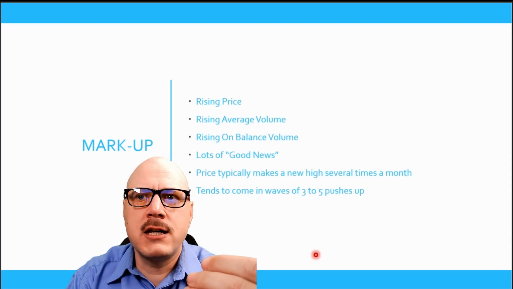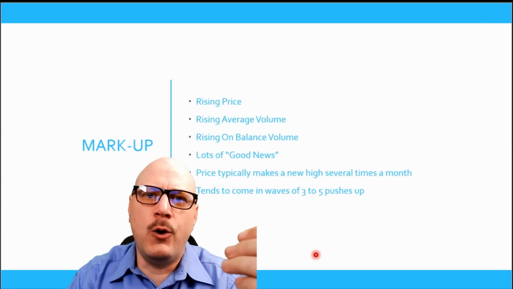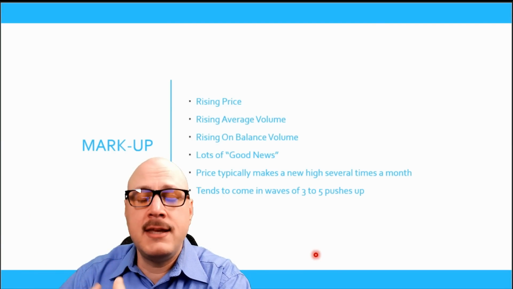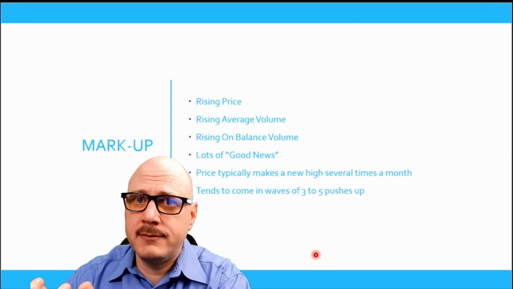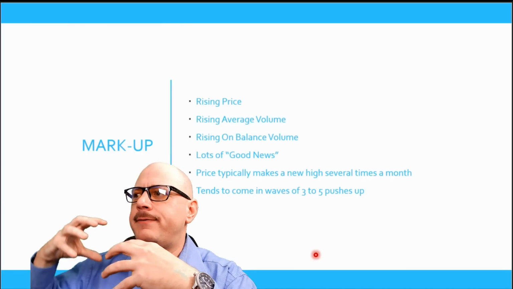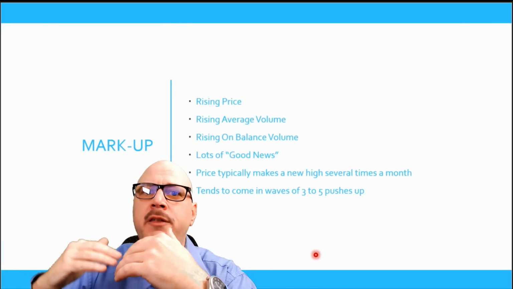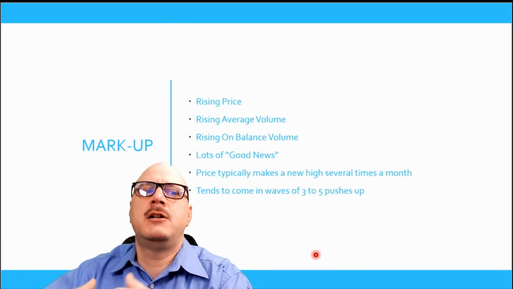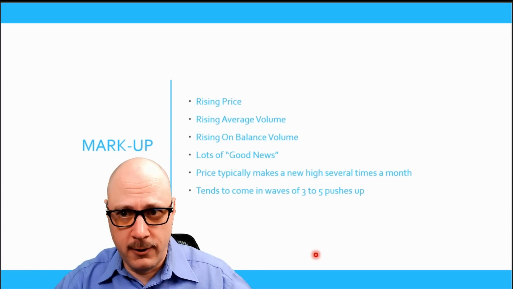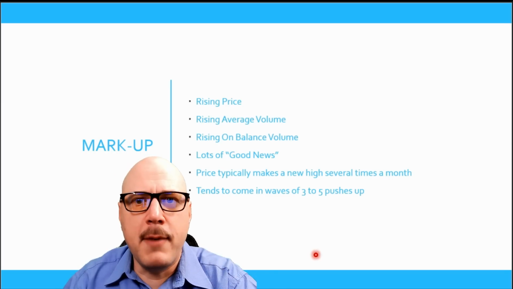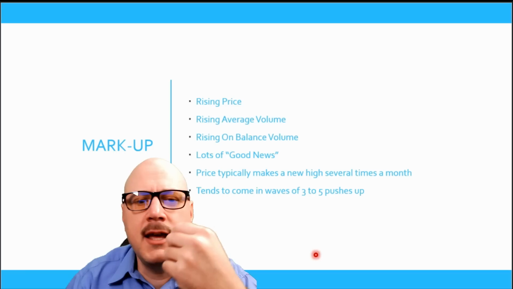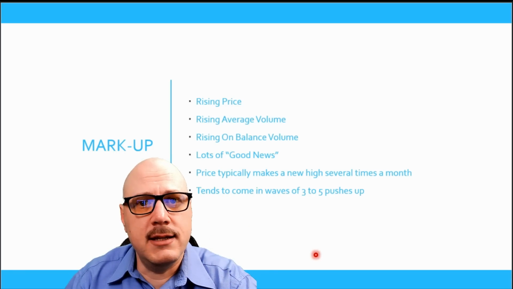Now, a stock in a markup period is typically going to make a new price high several times a month, usually weekly. Markup periods tend to have waves. There will be 3 to 5 pushes up on a markup period that has followed a base for 6 months to a year. This has been my experience. It's been this way for 100 years or more in the stock market. It just happens to be the way it is.